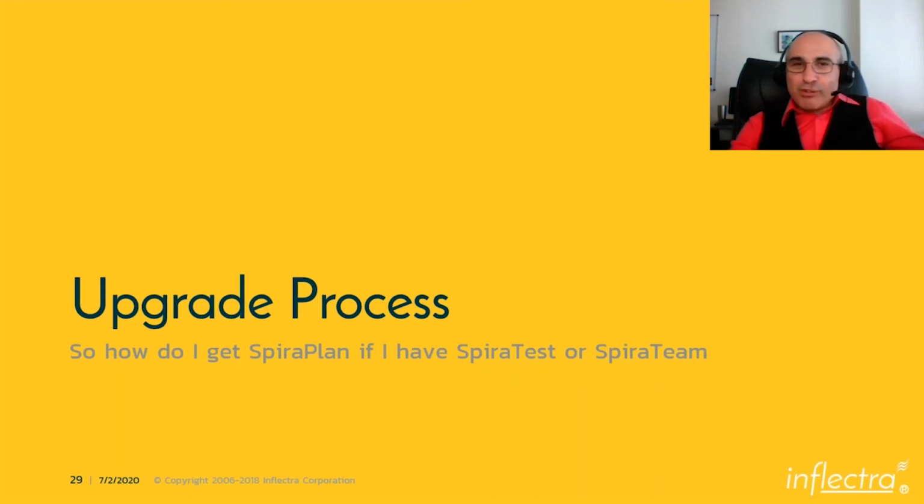So that's an overview of SpiraPlan. I've gone through some of the planning functionality, the risk management, and also the scaling of Agile using SpiraPlan. Let's think about the next step, which would be: I'm using SpiraTest, I'm using SpiraTeam, or I'm using an old version of SpiraPlan. What do I do next?